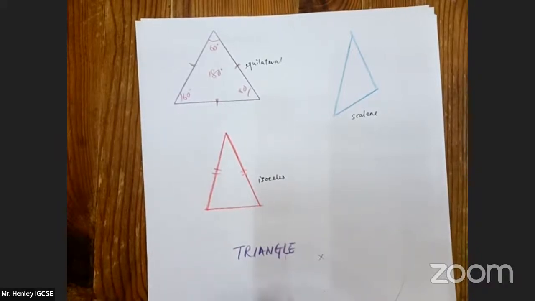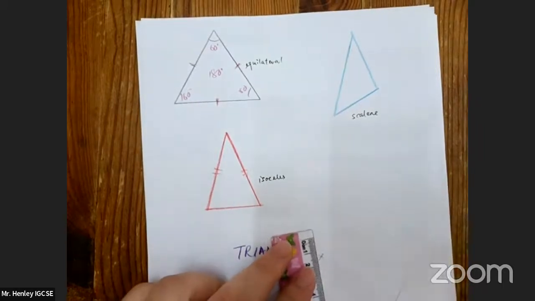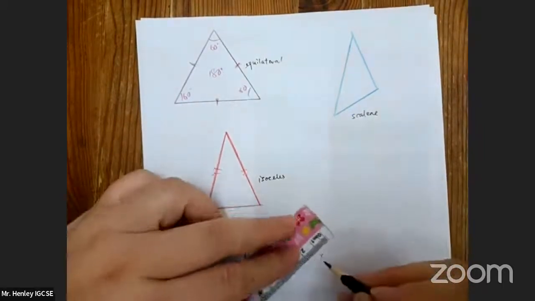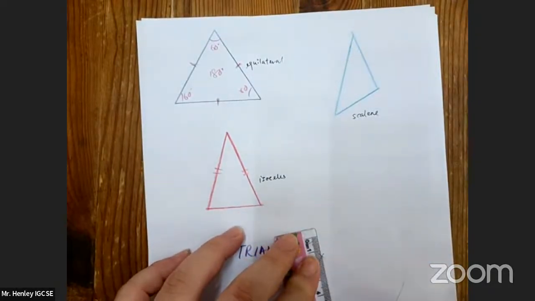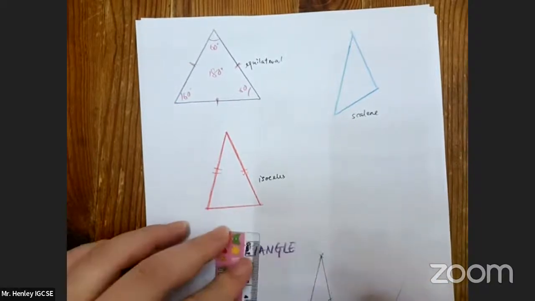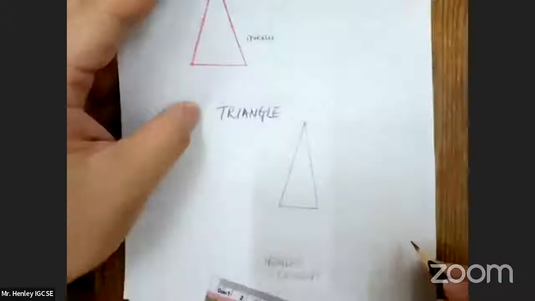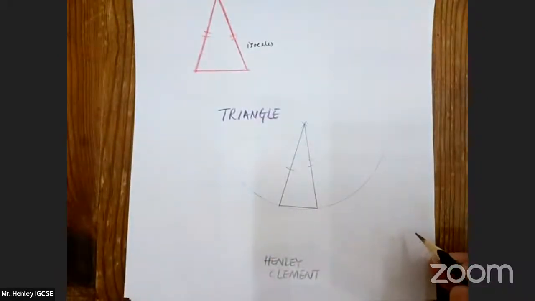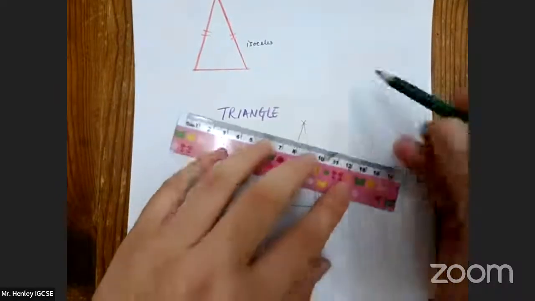Number one, I can draw down here. This is 6 cm, can you see? And then this is also 6 cm. When I join these two, this is an isosceles triangle. Sorry, you cannot see it from my screen.